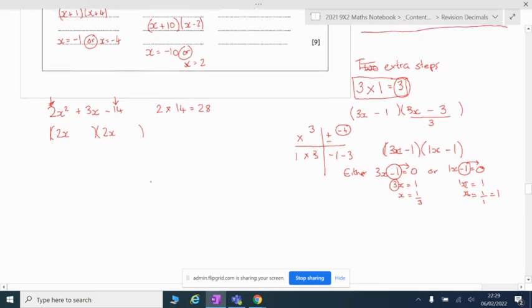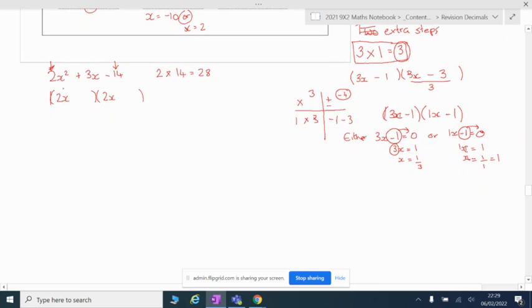okay, let's zoom down a little bit more, right? Instead of x and x, it's 2x and 2x in both brackets, okay? Now comes the tricky bit: times to make the new number, 28, but add or take away to make the middle number, which is plus 3. I'm not so worried about the sign of the number.